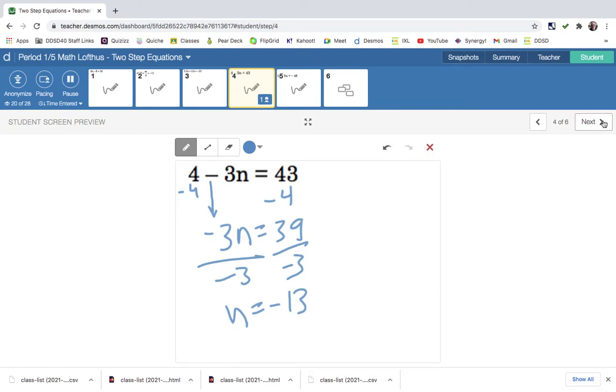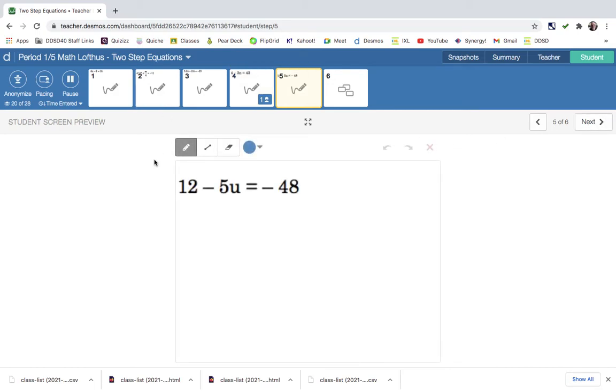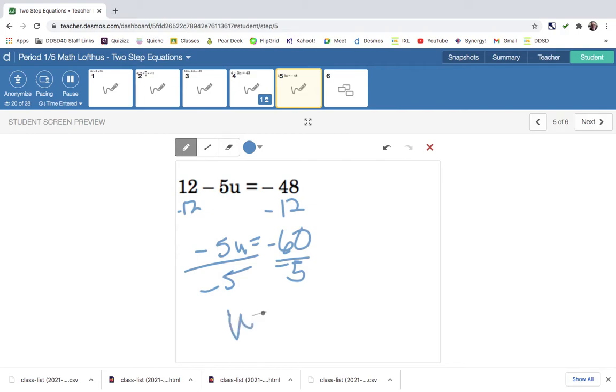And card number 5 is one just like it, where we have to subtract 12. Subtract 12. So negative 5u is equal to negative 60. Divide by negative 5, and u is equal to 12.